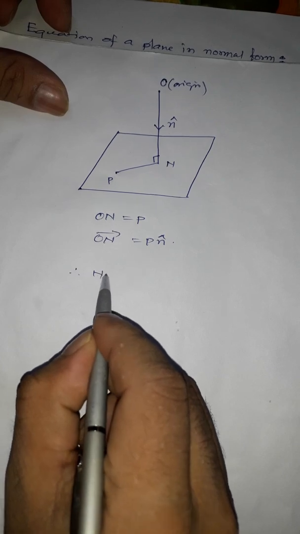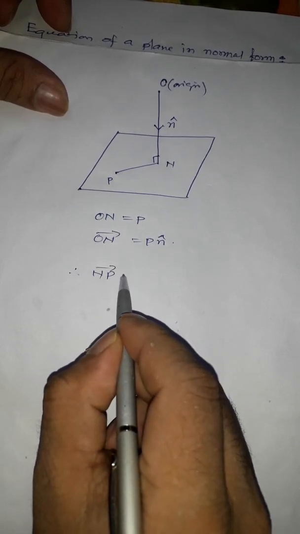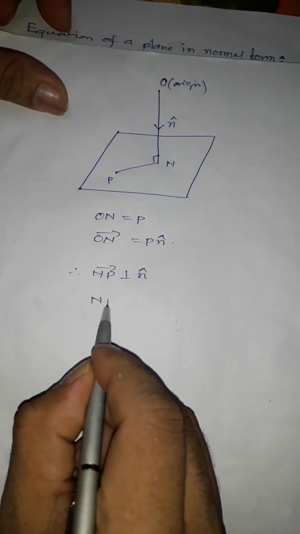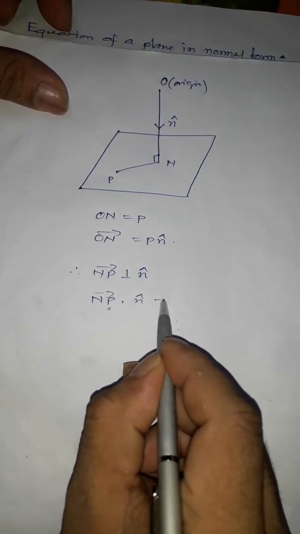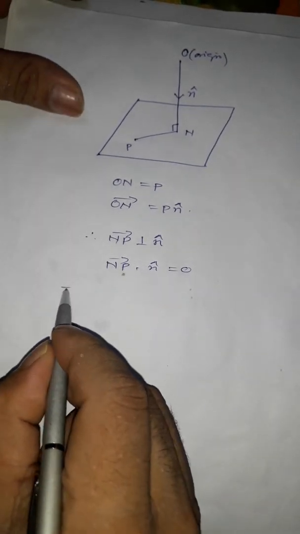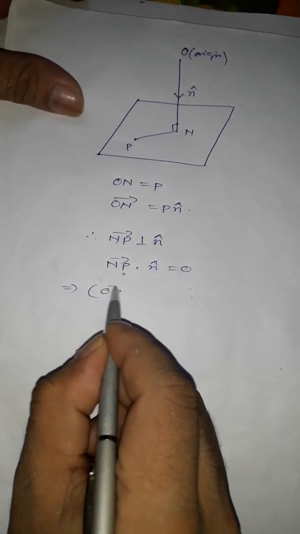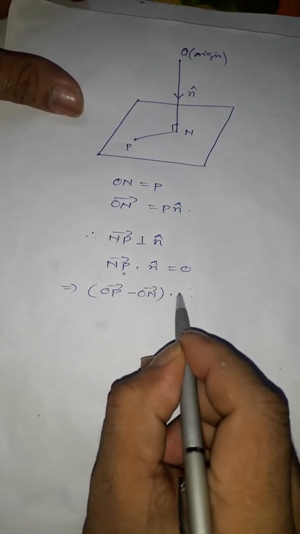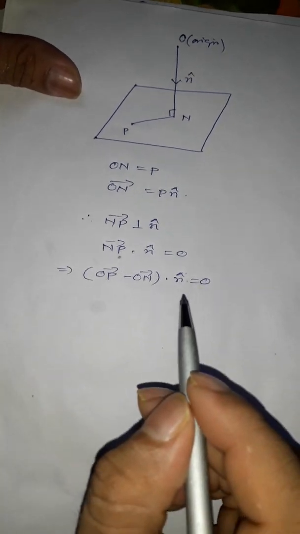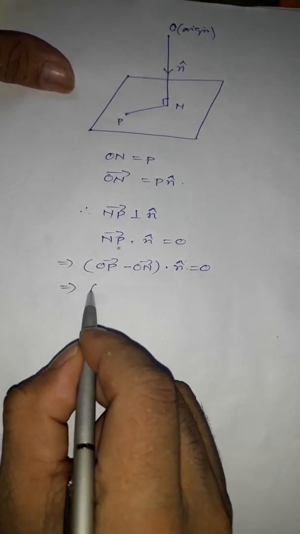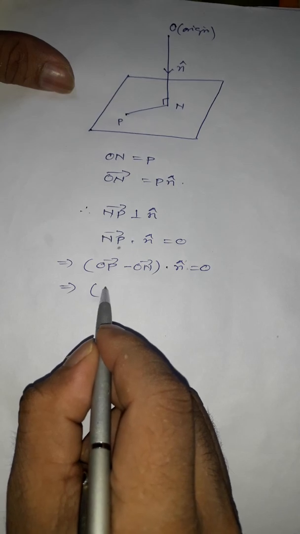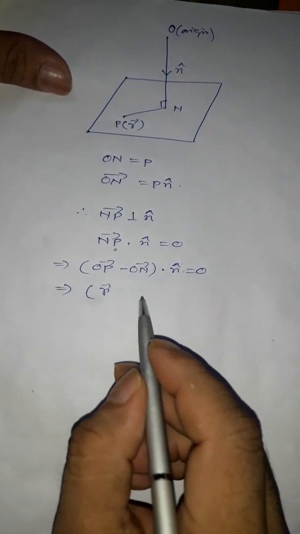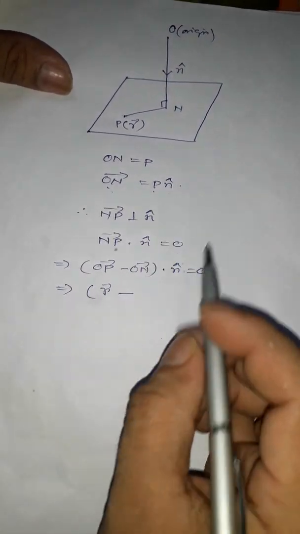Therefore the NP vector is perpendicular to n cap, so their dot product will be 0 because they are perpendicular. NP vector is OP vector minus ON vector, dot n cap equal to 0. OP is r, the position vector of any point P denoted by r. ON vector is p n cap.